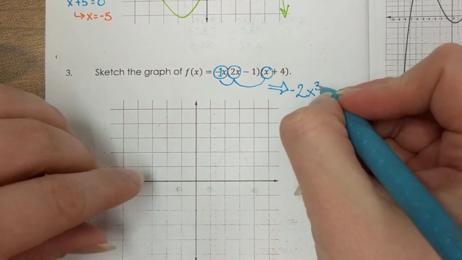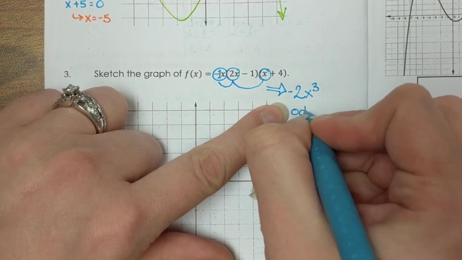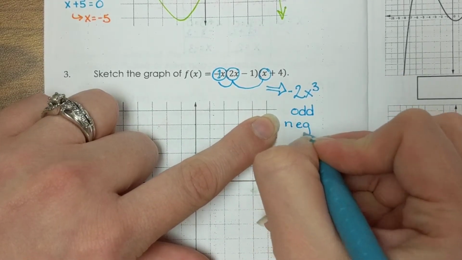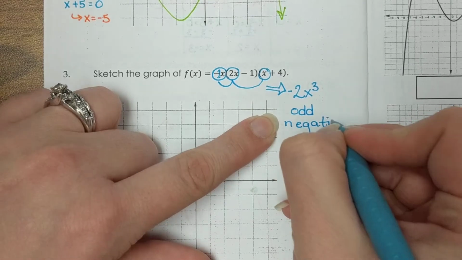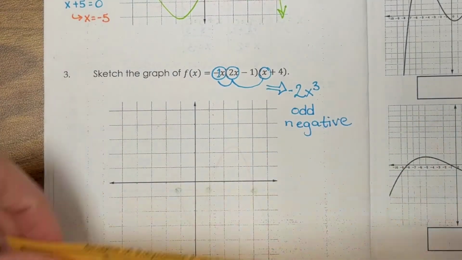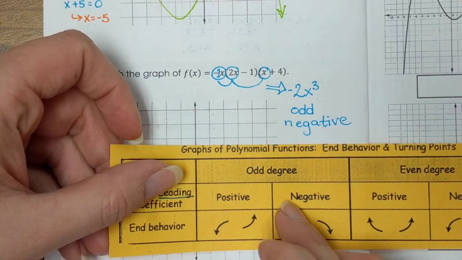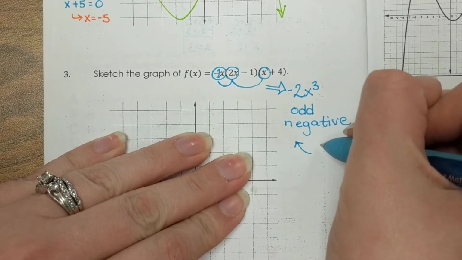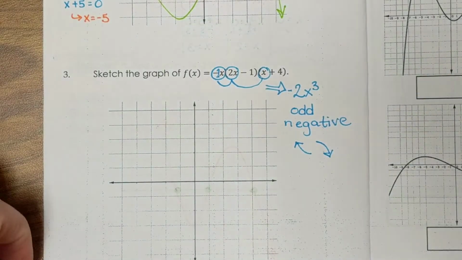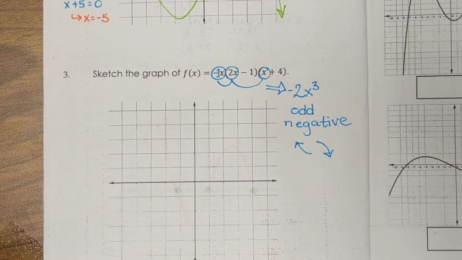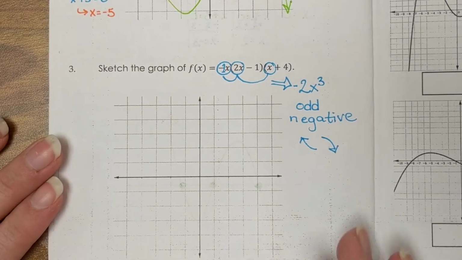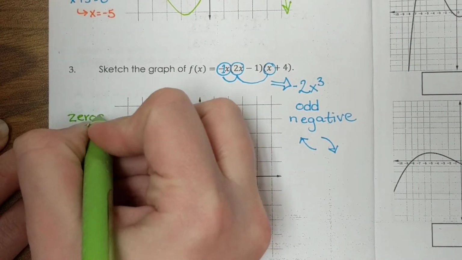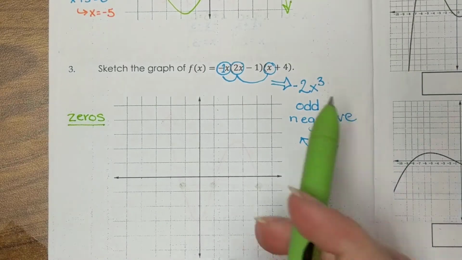Right? Now remember, cubed is odd. And it's a negative 2, so it's odd and negative. So looking at the handy dandy chart, odd, negative, it should rise to the left and fall to the right. So you can rise to the left, fall to the right. So it should look like that. Okay. All right, now remember the second part. This is where you have to find what the zeros are. Okay. Now this one's a little bit different.